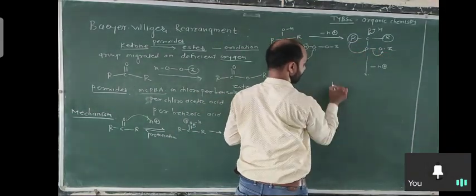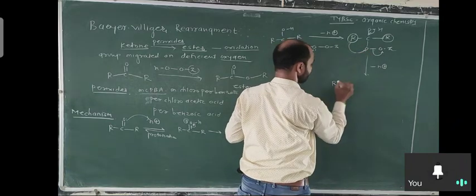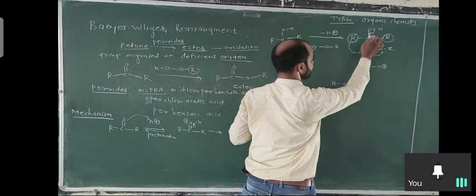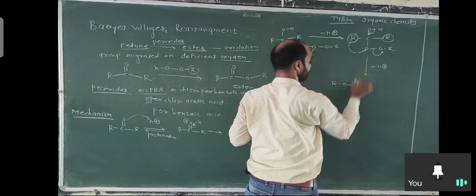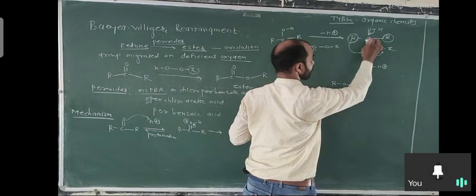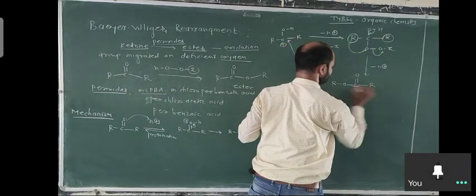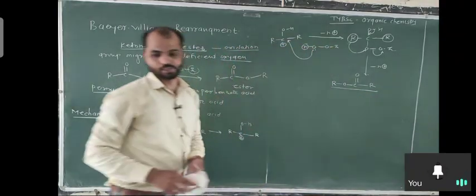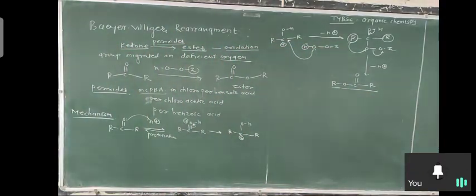So we write starting from this R. After this there is an oxygen. After the oxygen there is a carbon containing a carbon-oxygen double bond and the next one is R. So basically it converted into an ester. Okay, so ester is the product of this reaction.